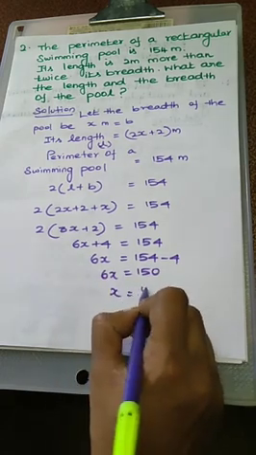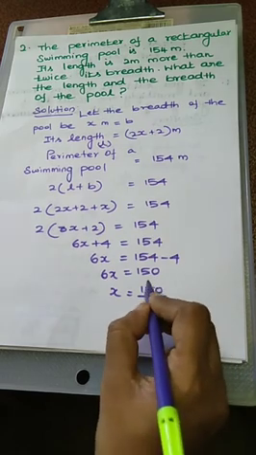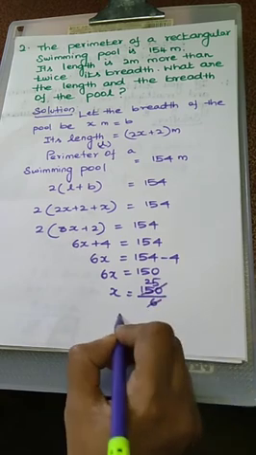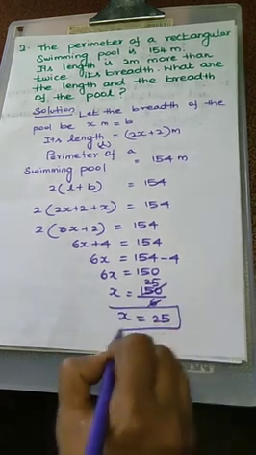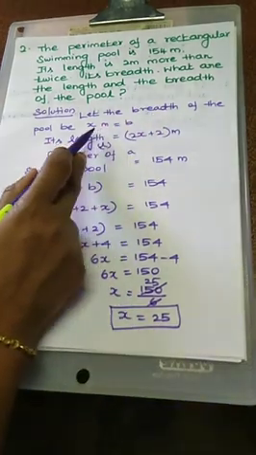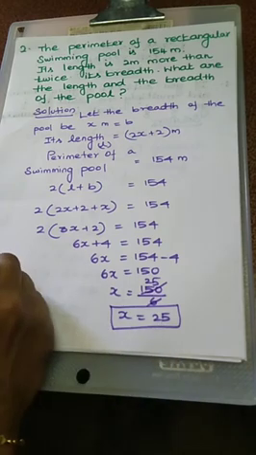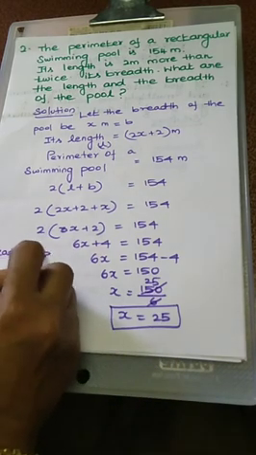So, x is equal to 150 by 6. Cancel the values. 6 2s are 12. Balance 3, 30. 6 5s are 30. So, what is our x value? That is 25. Actually, first we imagine the breadth value is x only. Now we get the breadth value, that is 25 meter. Therefore, breadth of a pool is equal to 25 meter.